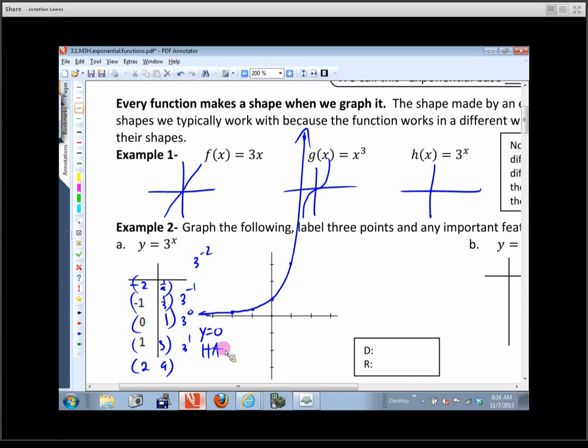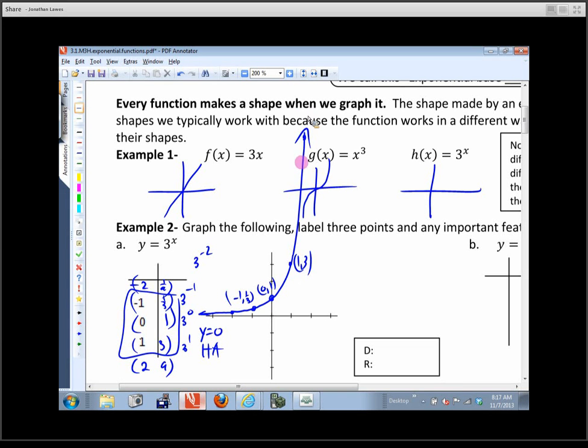Now, when we graph something like this, it's a good idea to graph 3 key points, and those 3 key points are right here. Okay, these middle ones that I had on here to begin with. So this one is negative 1, 1/3. This is 0, 1, and this is 1, 3. Those 3 points are important on an exponential function, just like a vertex is important on a parabola, because that's where the bend happens. Okay, it gets really steep.